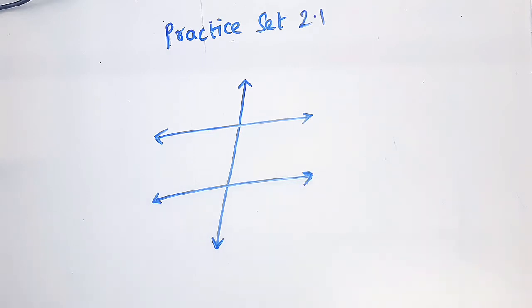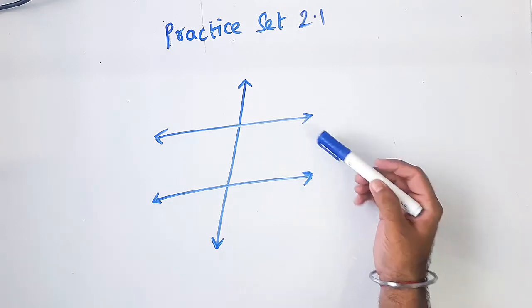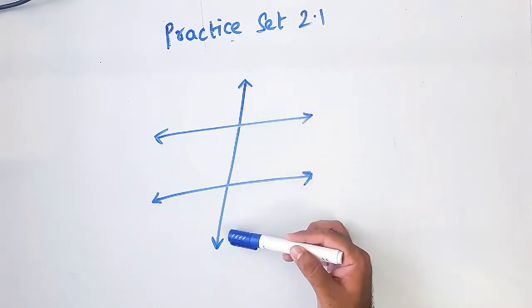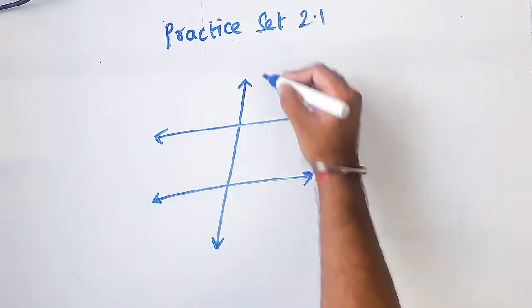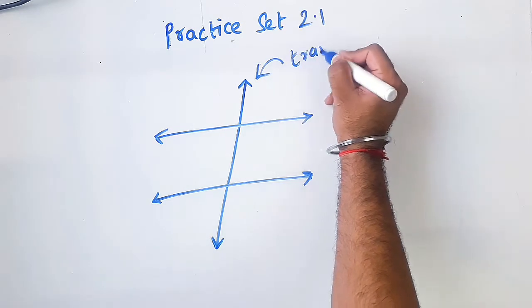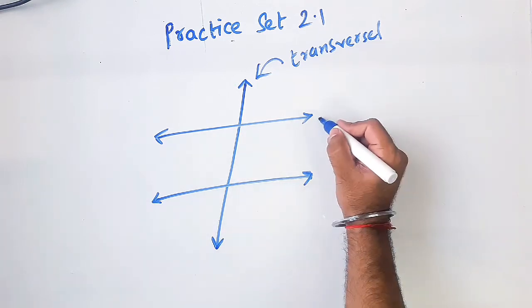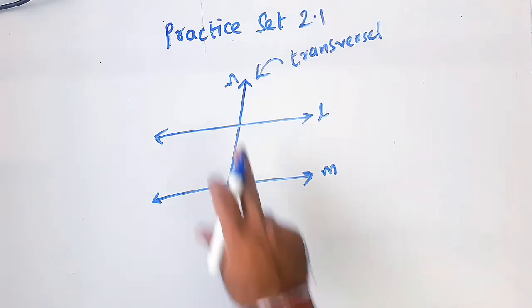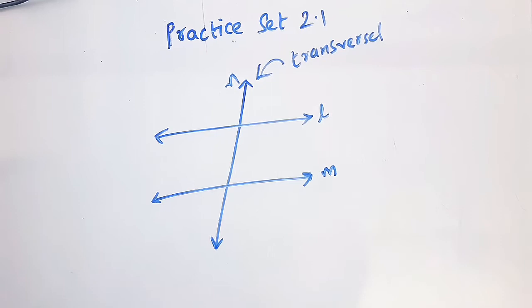See children, whenever there are two lines, listen to me carefully. Whenever there are two lines and a line cuts them, such a line that cuts them is called a transversal. What is this called? Transversal. Okay, this is a transversal. So I'll name these lines L and M, and N is the transversal. When a line cuts any two lines, such a line is called a transversal.